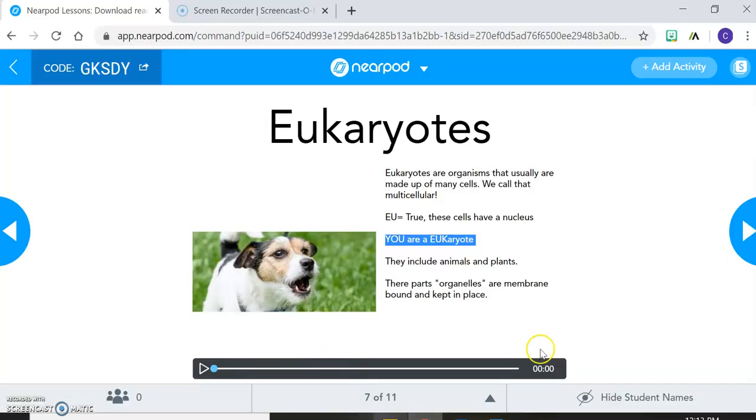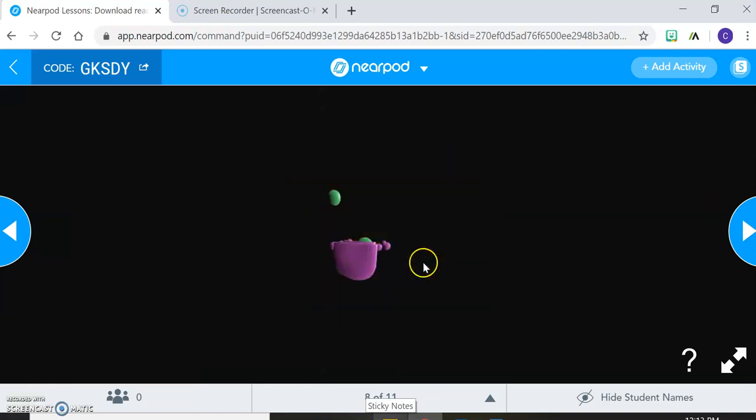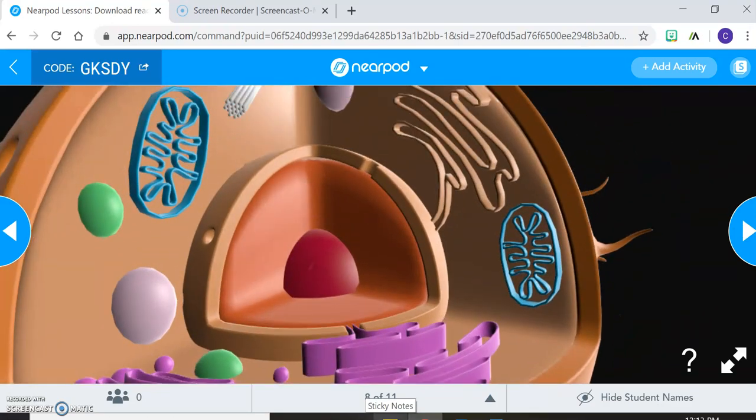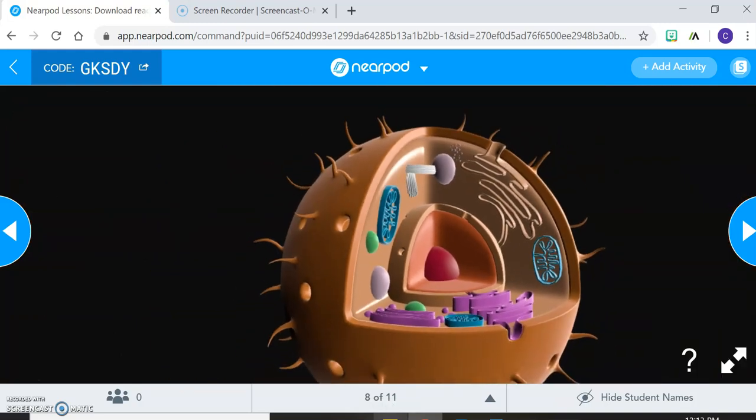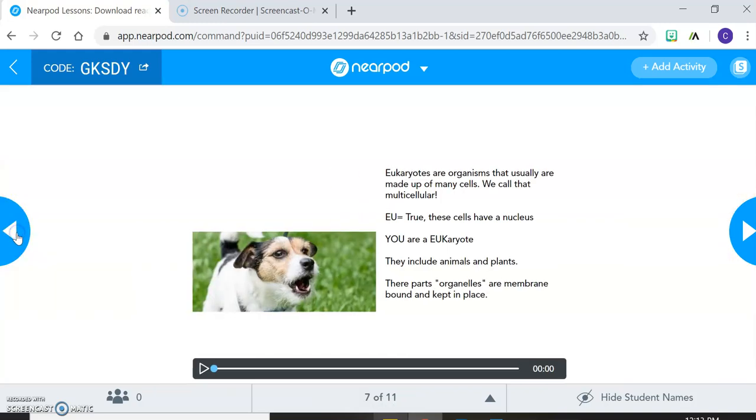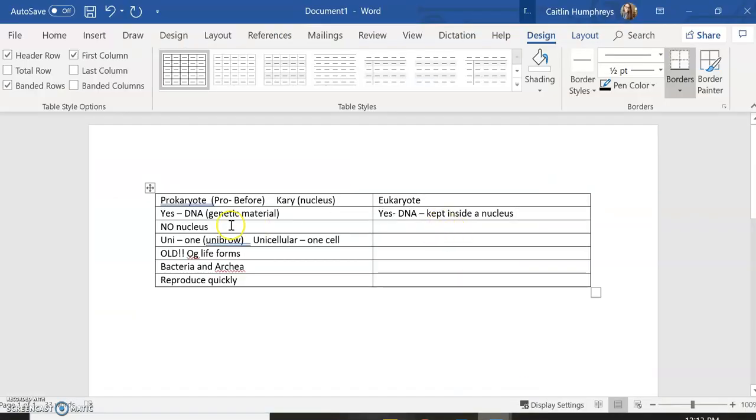So it has this nice little center to it that we'll look at in just a moment. This nice little center right here, that is our nucleus where our genetic material is contained, or DNA. We go back. So eukaryotes, let's compare, have a cell.